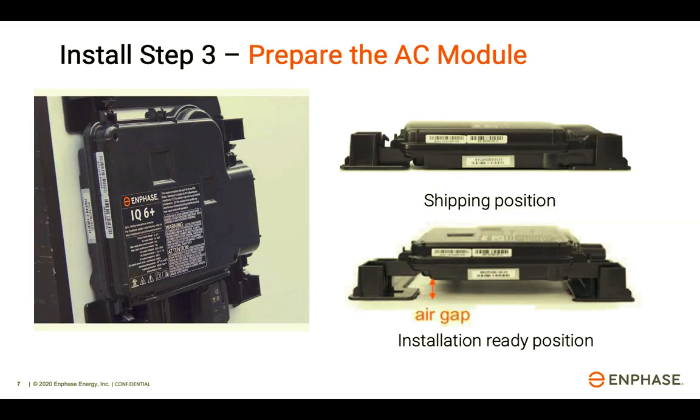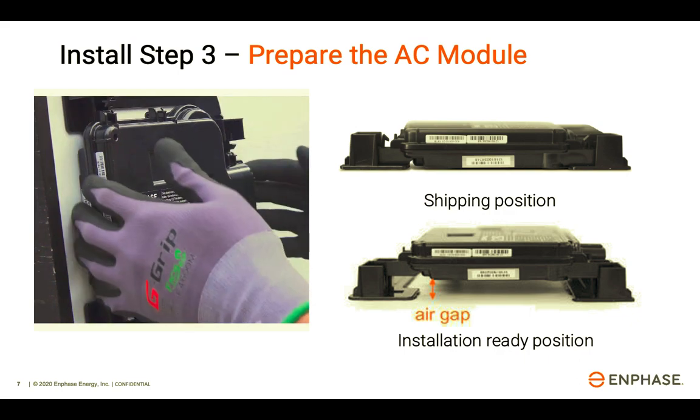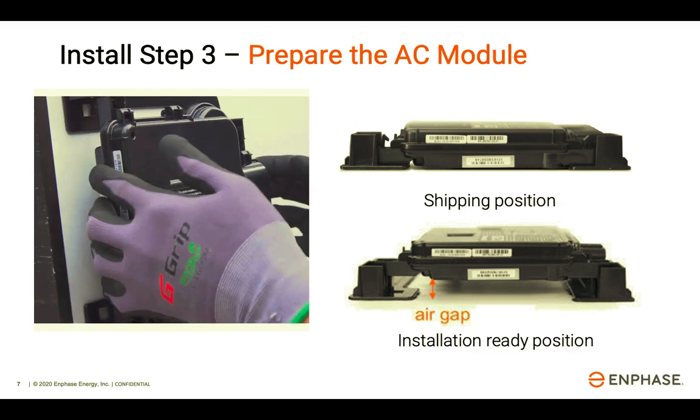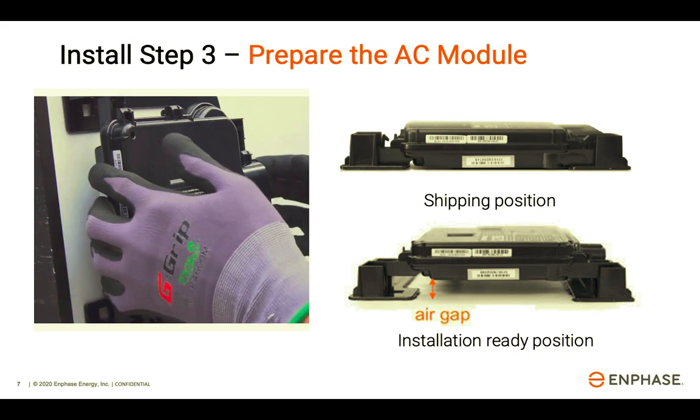To prepare the module, pull out the microinverter from the bracket onto the installation ready position as shown in the video. From the factory, the inverter is flat against the backsheet and needs to be lifted with 2 hands. Lift the inverter away from the backsheet and the inverter will snap into place.